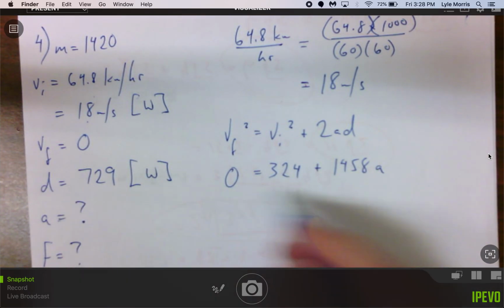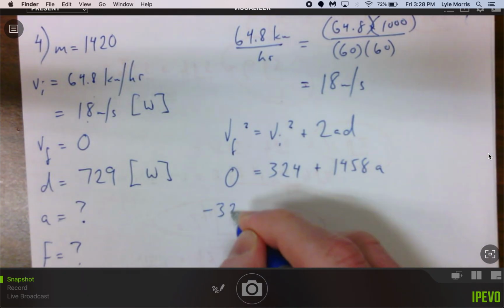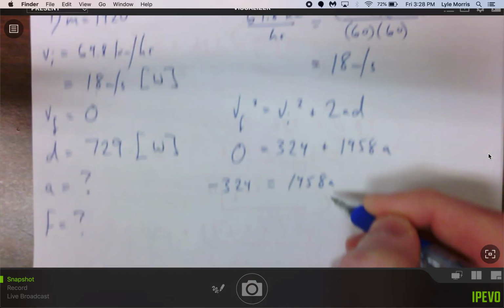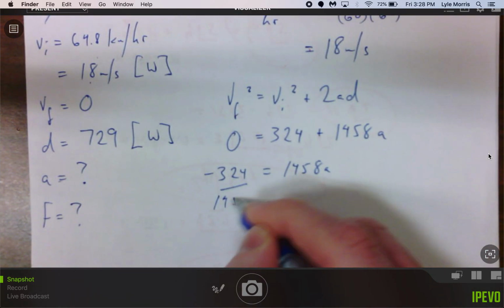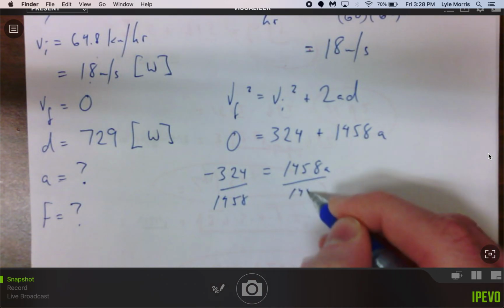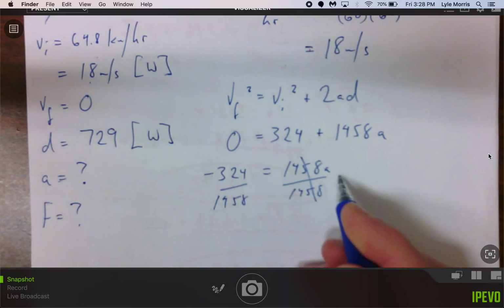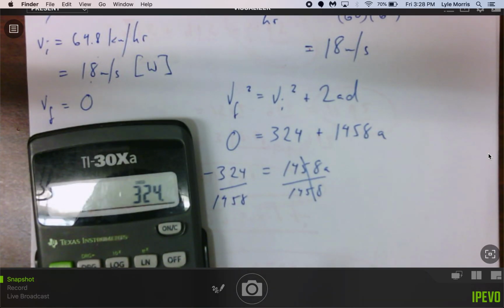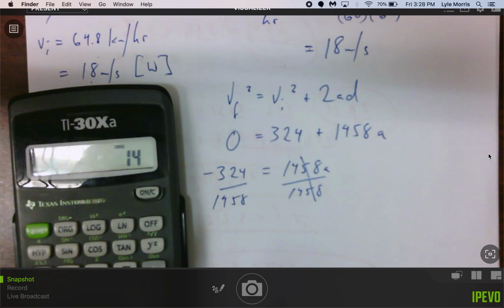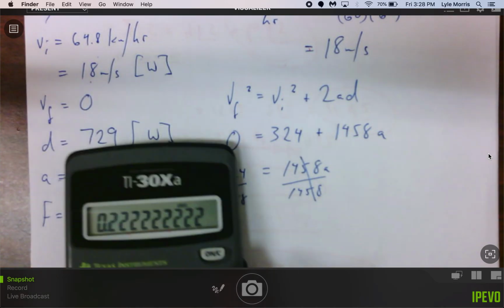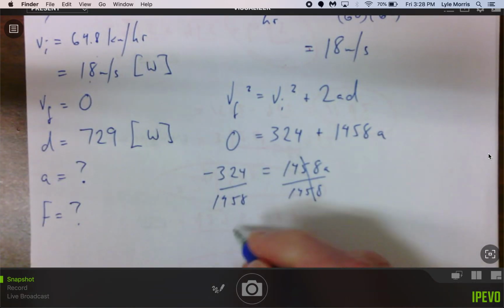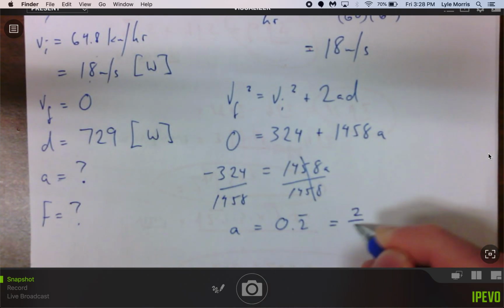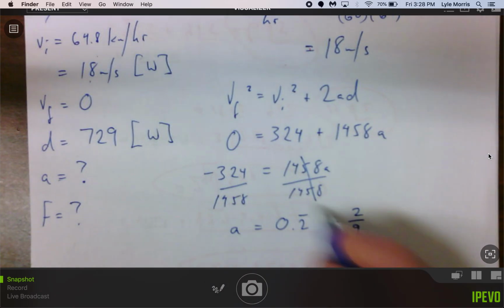Bring 324 to the other side, so we're subtracting it from both sides. Negative 324 equals 1458A. Divide both sides by 1458. Our acceleration is going to be negative. 324 divided by 1458, 0.2 repeating. Another fraction. Acceleration equals 0.2 repeating. If you want it as a fraction, that's 2 over 9. So we have our acceleration.